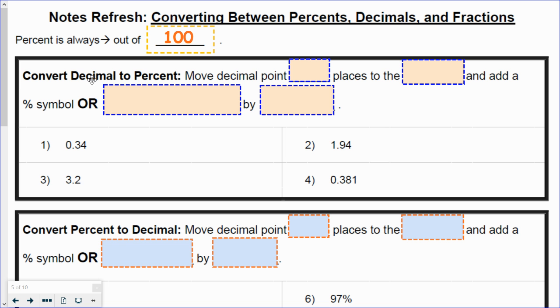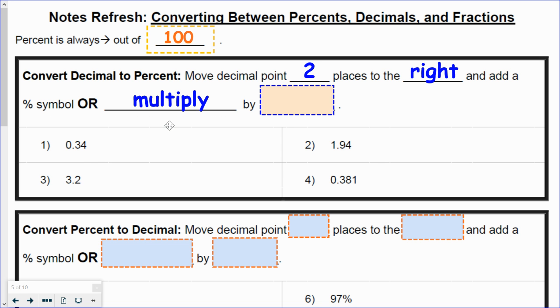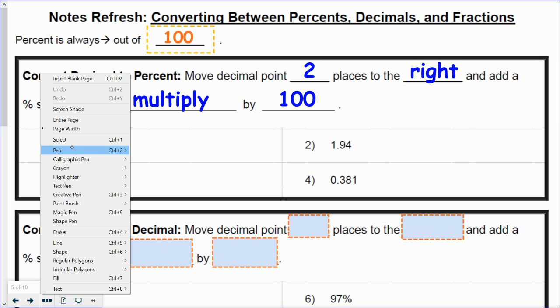So if we need to convert a decimal into a percent, we have a couple ways we could do this. One is always move the decimal point 2 places, so 2 hops, to the right, and then add our percent symbol. Or another way that we could do it is take the number given, the decimal, and multiply it by 100. Okay, so the first 2 I'm going to use moving the decimal. Then the last 2 I'm going to multiply by 100 just so that we have those put together.